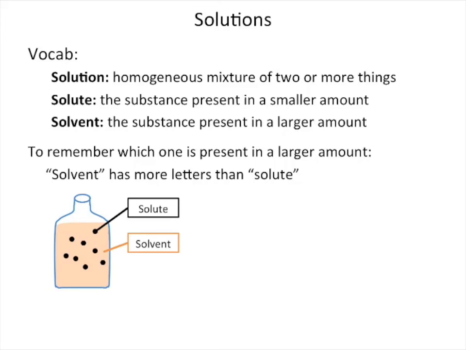So a memory trick to remember which one is present in the larger amount: solvent has more letters than solute, so you can hopefully keep them straight that way. This is definitely a definition you need to know, and it's a very commonly used set of definitions throughout chemistry.